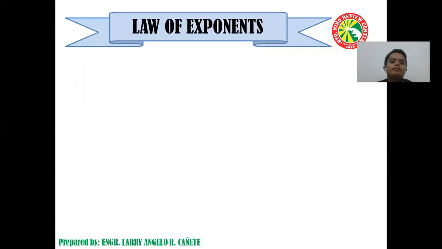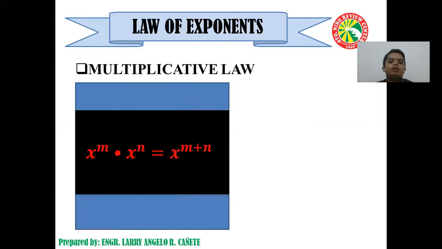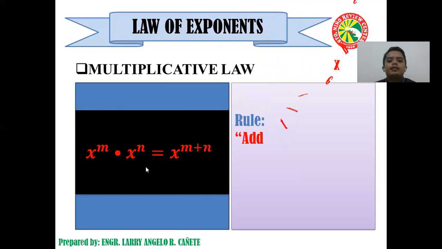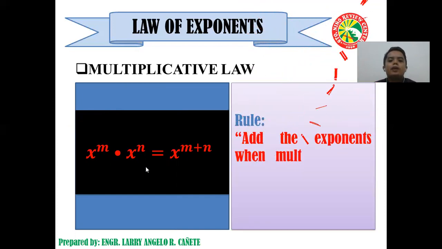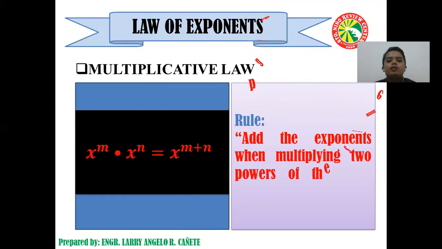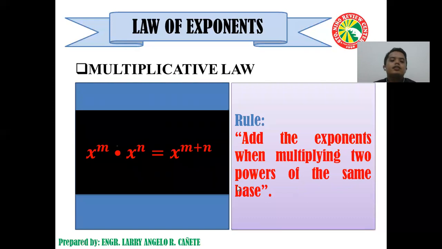Second, this time the multiplicative law. So what does the multiplicative law say, or how do we operate it? You simply add the exponents when multiplying two powers of the same base. This dot here represents or means times, or multiply.